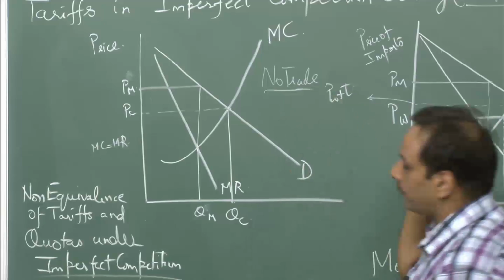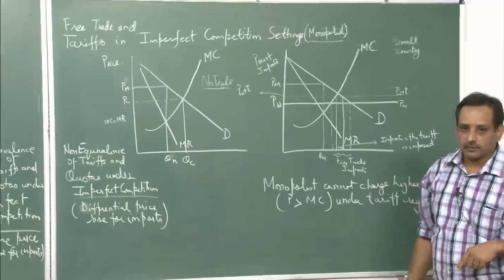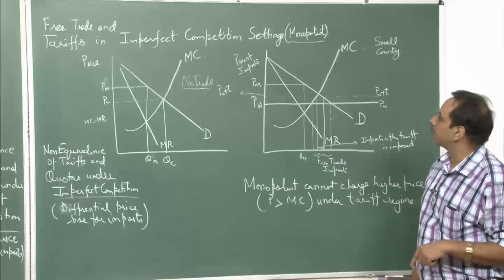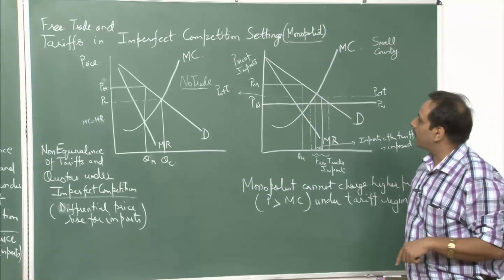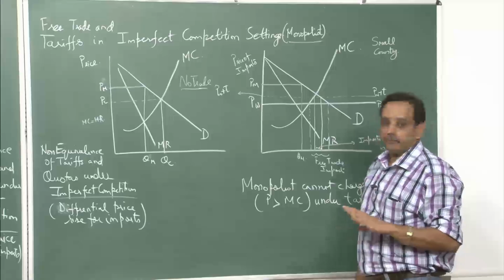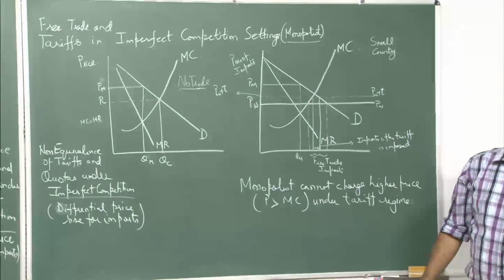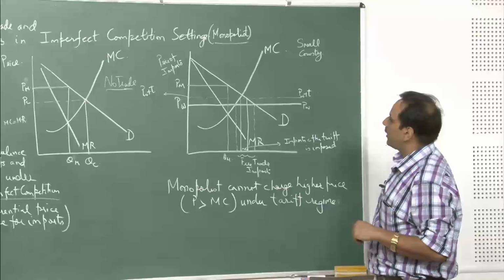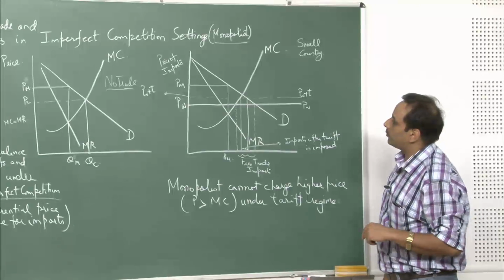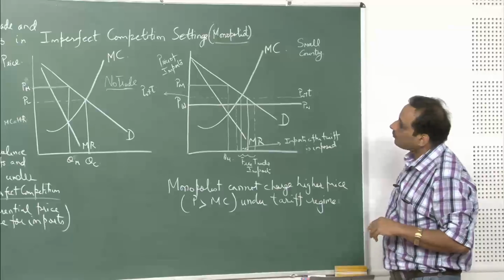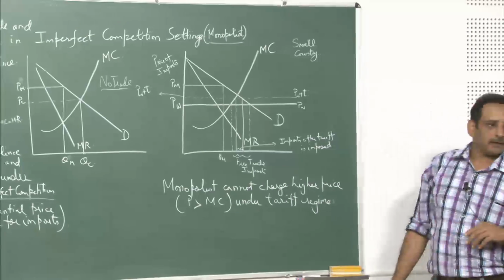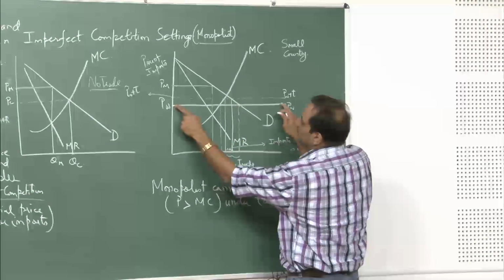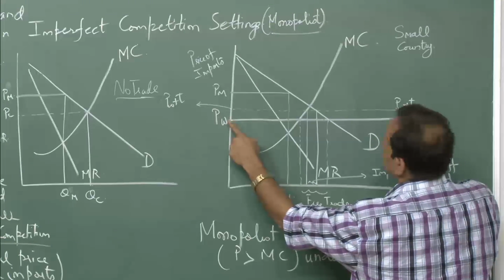Now see what happens if there is a monopolist and he is trying to operate under conditions of free trade. So let us bring in trade now. So there is trade and it is a small country. So the export supply curve that it faces is perfectly horizontal, and that becomes his demand curve. So this is the demand curve.